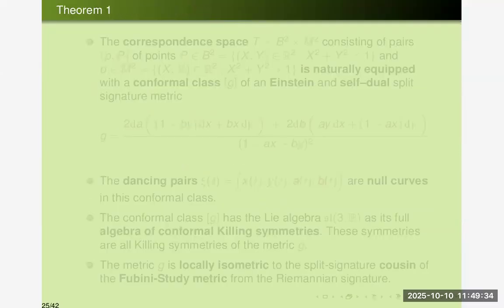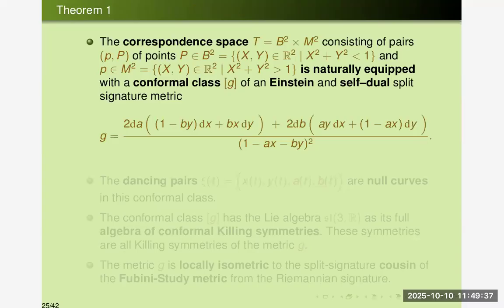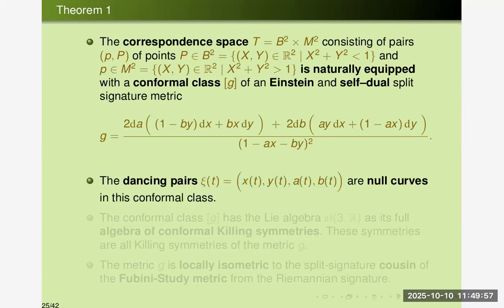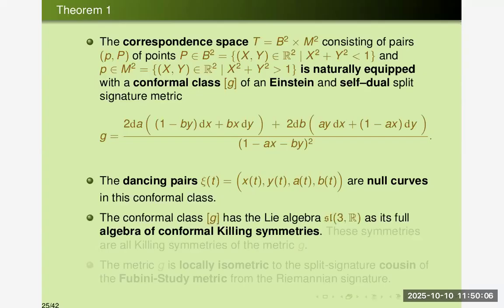Moreover, this metric can be made into an Einstein metric again by choosing an appropriate scale, and actually you can choose the scale for which this metric is Einstein. And it is a very nice Einstein, because it's self-dual Einstein. It's not conformally flat, it is self-dual Einstein. And the dancing pairs are nothing but null curves in the conformal class of this metric. And the conformal class, as I said, has the Lie algebra SL3 R as its full algebra of conformal symmetry. One can say that actually the full algebra of conformal symmetry is SL3 R.